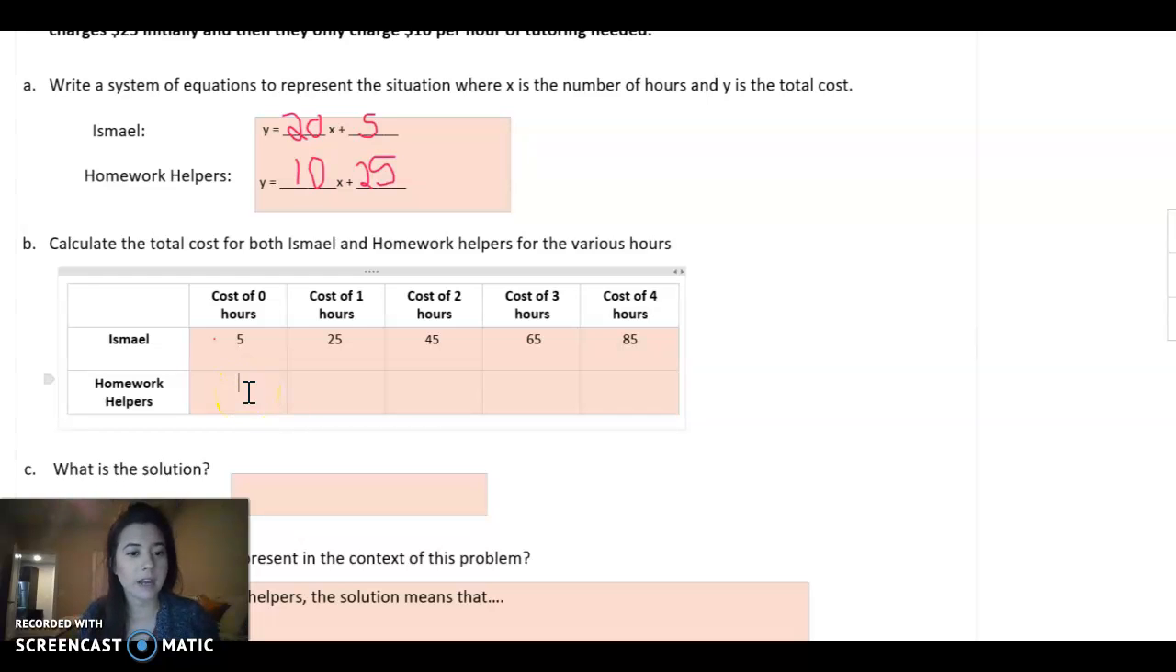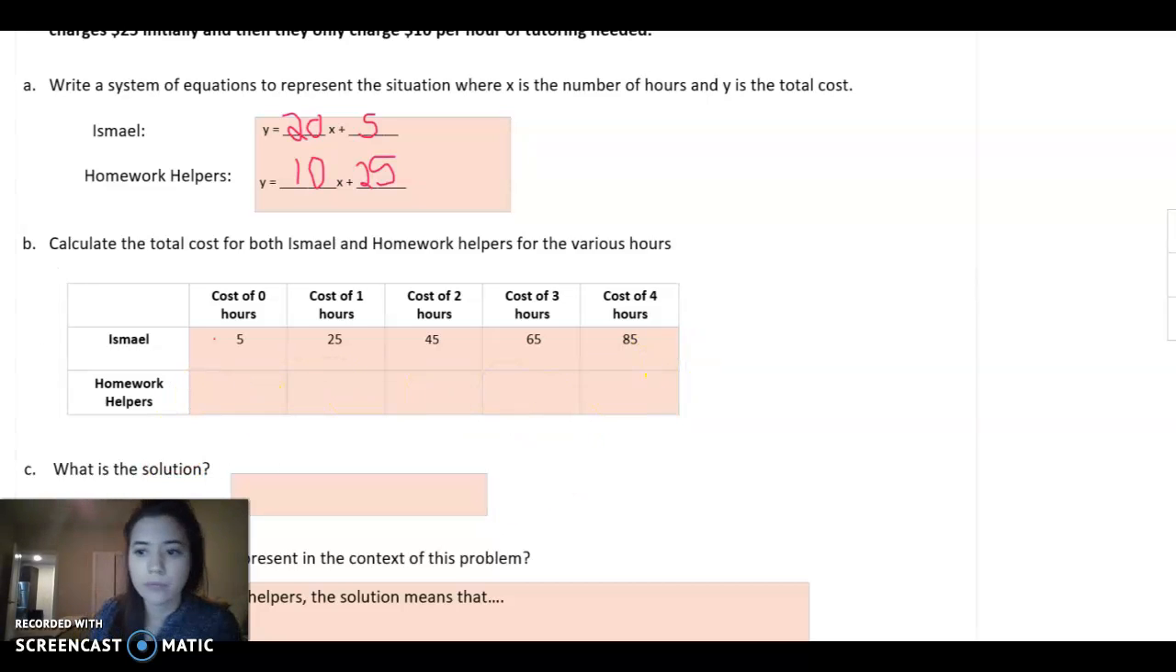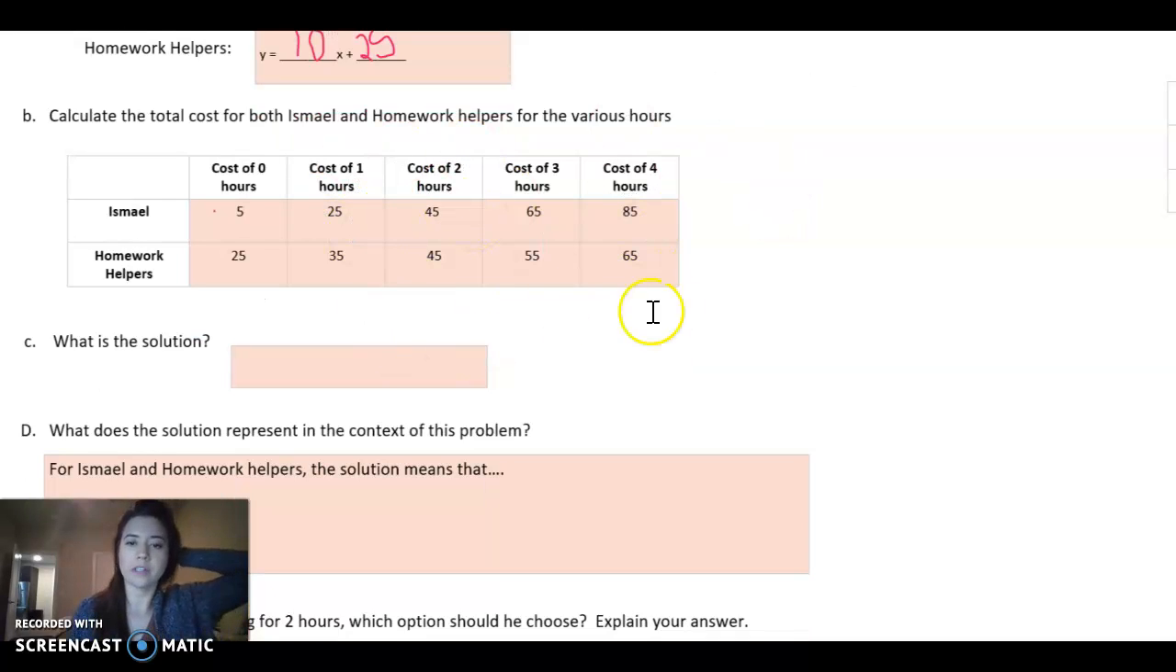Go ahead, pause me now, and fill out your column or your row for Homework Helpers. Figure out the cost for having them tutor you. Right, so what we end up with is this right here. If you need it, go ahead and pause me. So I want to know, what is the solution? So what ordered pair for this would be the solution? See if you can figure it out.